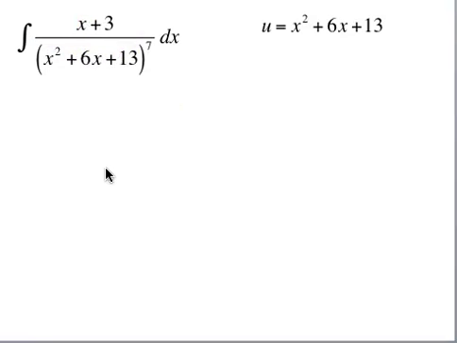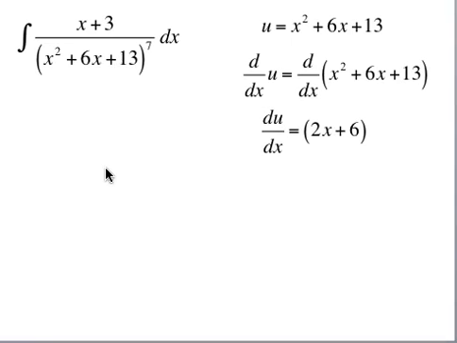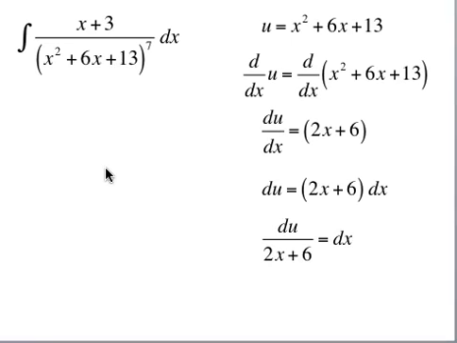So indeed, there's u. Take the derivative with respect to x of u and the derivative with respect to x of that, x squared plus 6x plus 13. So we get du dx is 2x plus 6. I want to solve for dx, so du is 2x plus 6 dx. Du divided by 2x plus 6 will be dx. But I need the x plus 3 to cancel. How is that going to work?